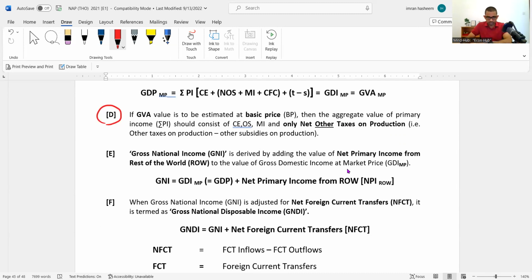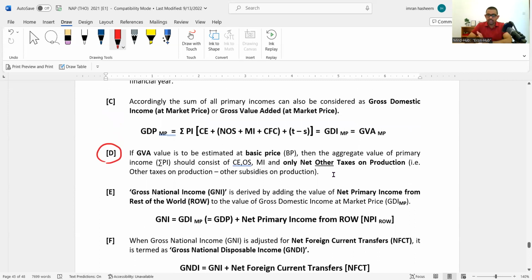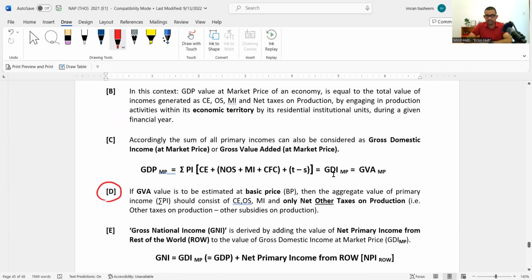And if you want to estimate GDP, which is equal to GDI at market price, then you need to be very clear that it has to be at market price. So you have to take all the taxes, right? These two points you need to be very clear on. Okay, on page number 43, where we have discussed the concept flow, I'm just touching on a few key things before we do the question.